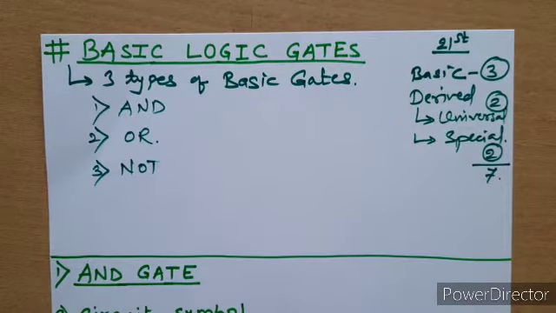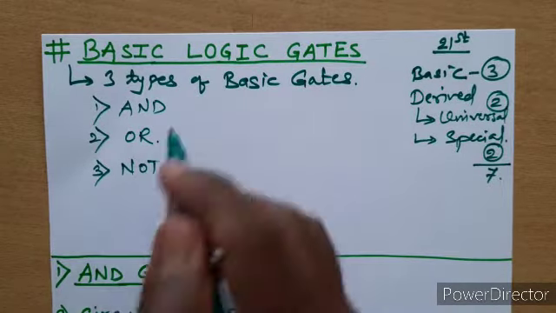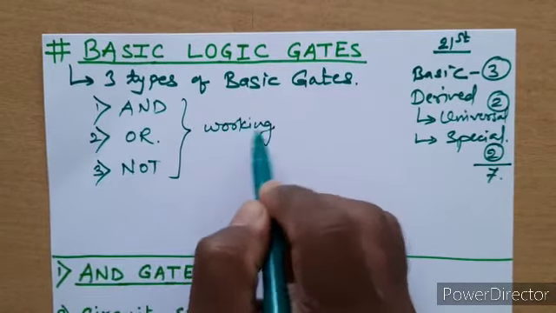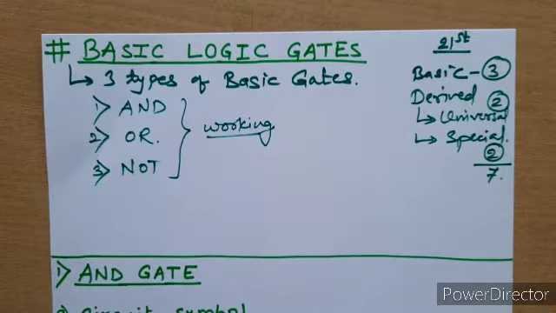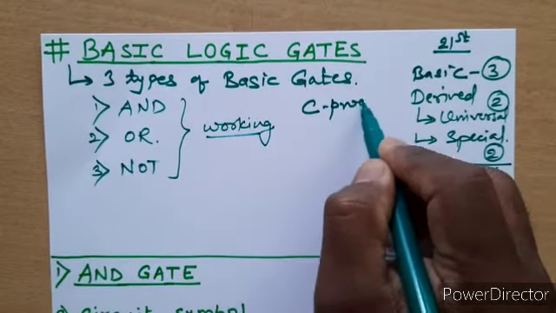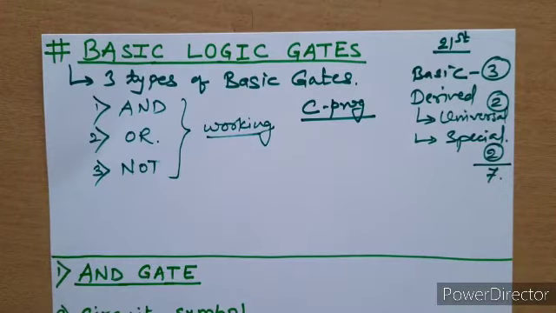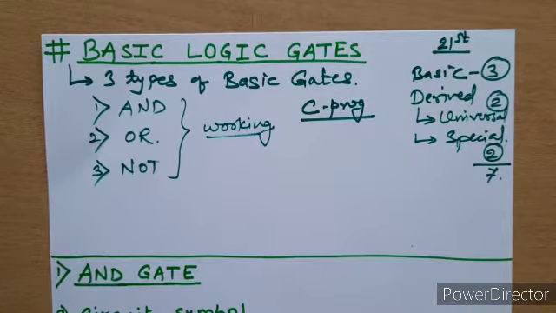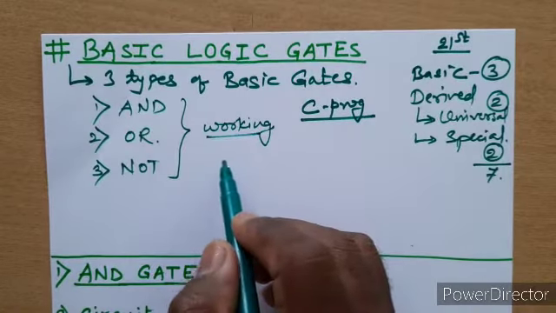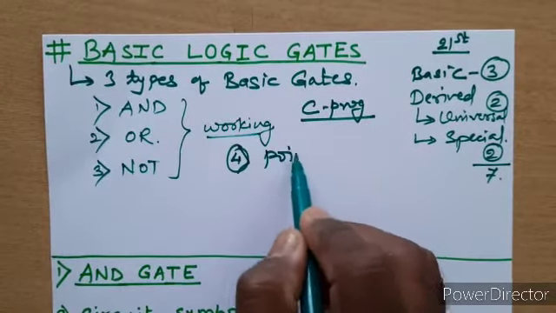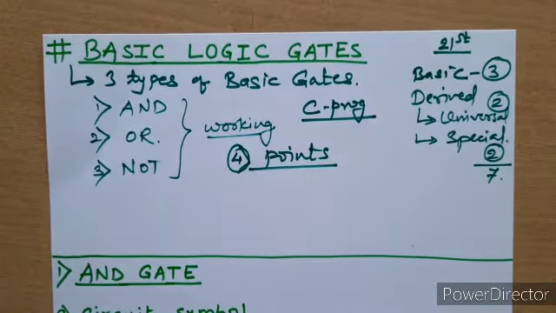Now here we are going to see the actual concepts or actual working of all these 3 basic gates. Unknowingly you might have studied this AND gate, OR gate or NOT gate in your C programming. Okay, so let us see actual working of these basic gates, right? Now if you remember, we have discussed that we need those 4 points to study any of the gates.